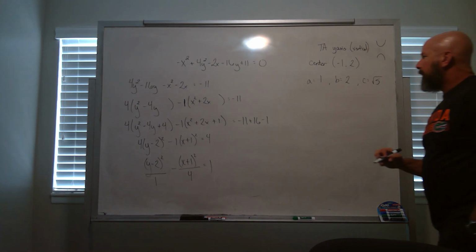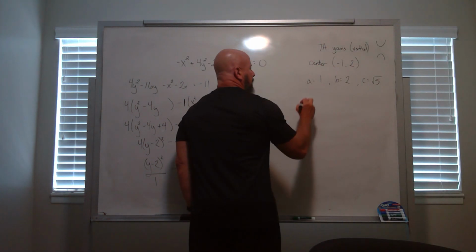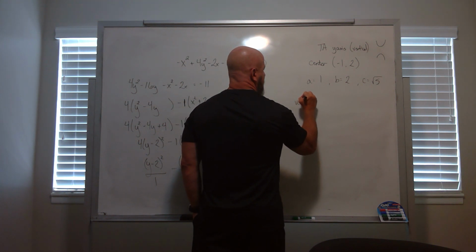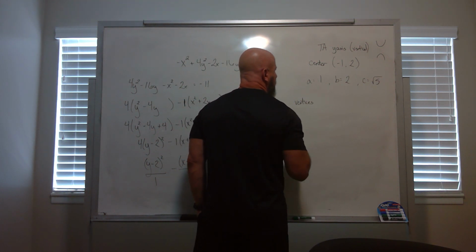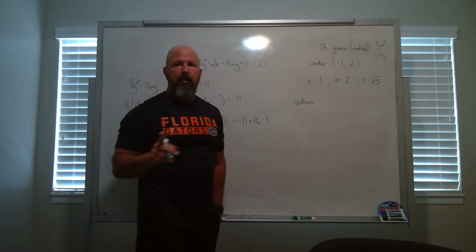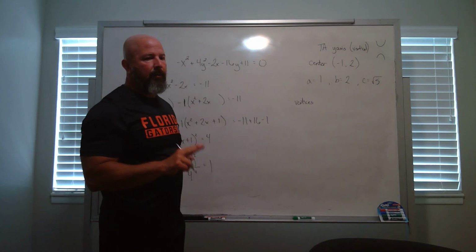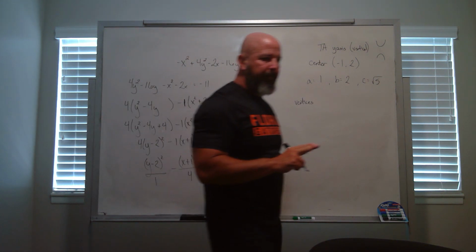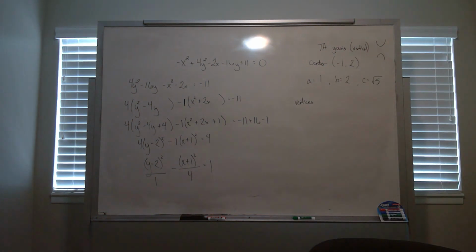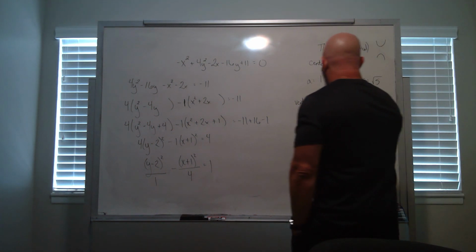So this means that my vertices are going to be 1 unit up and down from the center. Right, 1 unit up and down from the center, which would be negative 1, 3, and negative 1, 1.